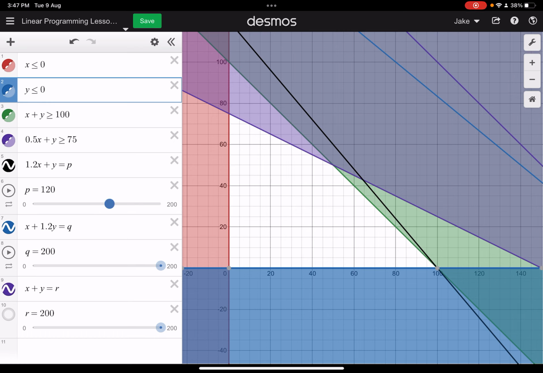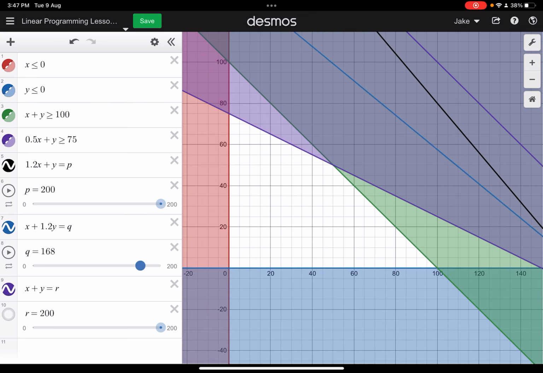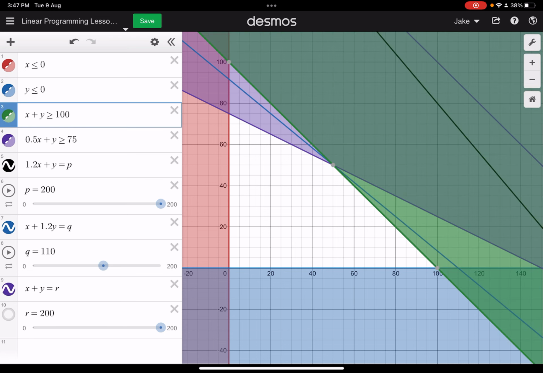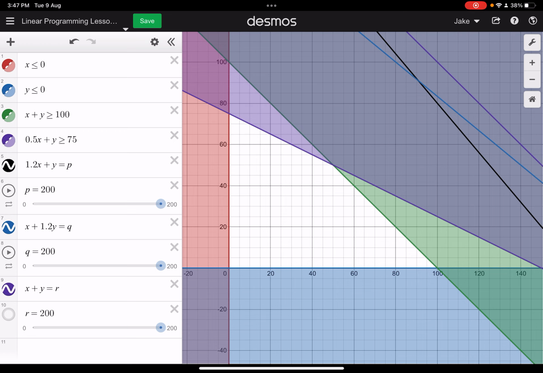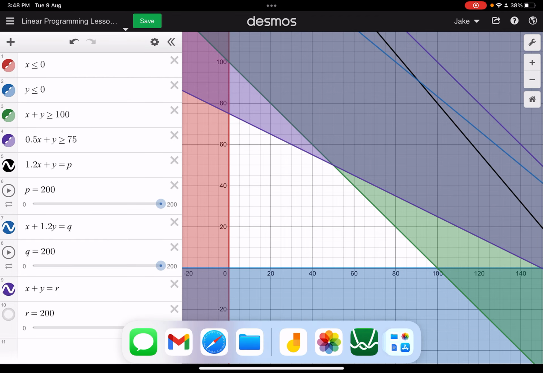If I do the same with my blue line, I can see that's coming down, and the first point that it hits, this was for scenario 2, is that 50-50, which is, again, the optimal solution for scenario 2. And finally, for scenario 3, where x plus y was equal to our profit, if I bring this down, you can see that the purple line intersects that green line all at once. So that means that anywhere along that line is going to give us the maximum profit, which is why there are multiple solutions in that particular circumstance.